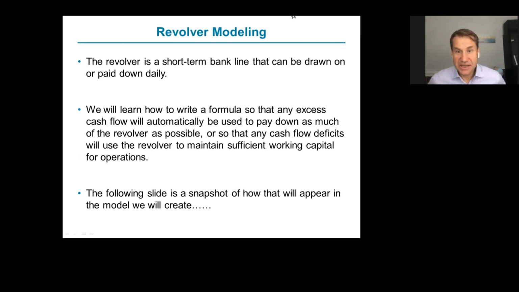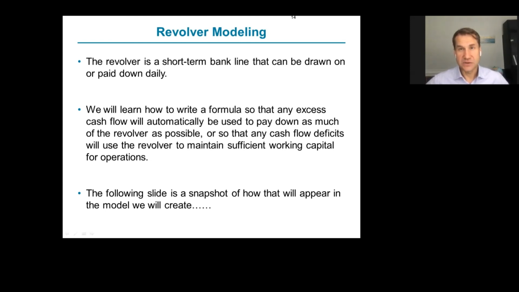Now, this is an interesting topic, revolver modeling. Let me explain what a revolver is. Think of it as a credit card for a company. So if your expenses are high in any given month, you can put those expenses on your credit card and have a balance outstanding, basically borrow on your credit card. When you have excess cash, you can pay down that outstanding balance. Same idea works for the company. It's basically a type of short-term debt.